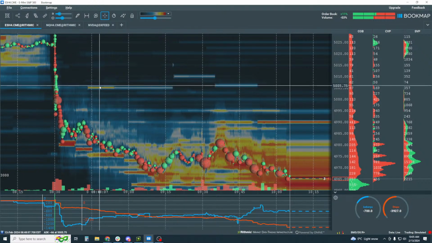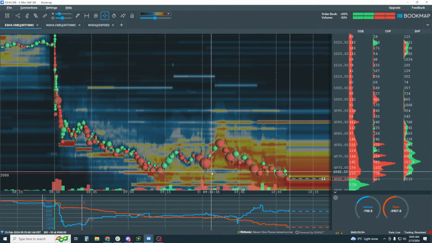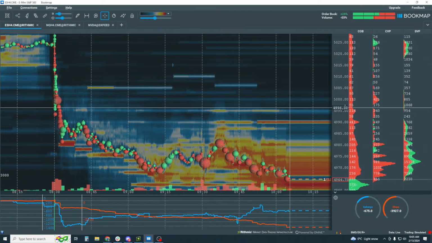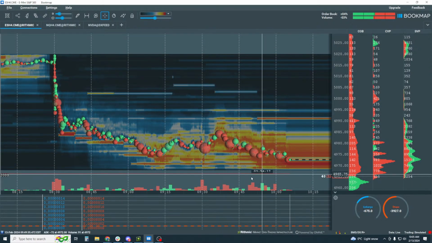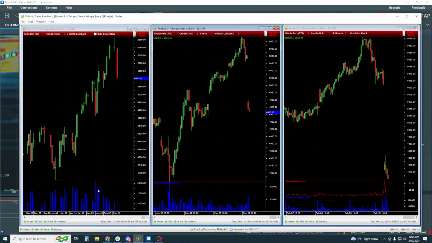Okay, so what we know is there's sellers. They're moving the market. They move the market lower. And let's go over the bigger picture, though. We have a lot of stuff to take a look at here. So then we're going to look at a candlestick chart just for the bigger picture. Over here we have the daily, the hourly in the middle, and the 15-minute on the right.